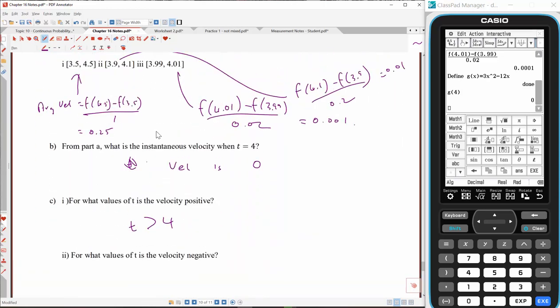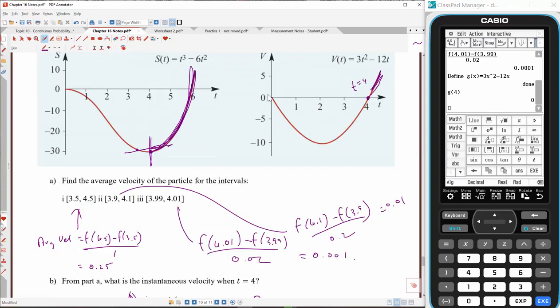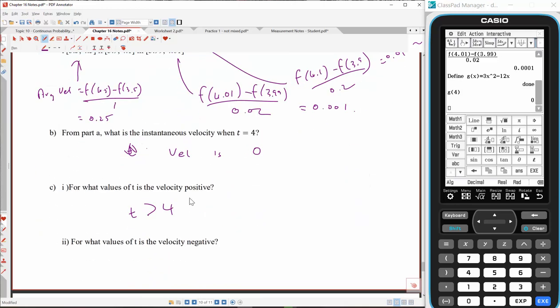For what value of t is the velocity negative? You can see here that it's between 0 and 4, but you can also see here that I've got a negative gradient from 0 to 4. So we're going to say from 0 less than t less than 4.